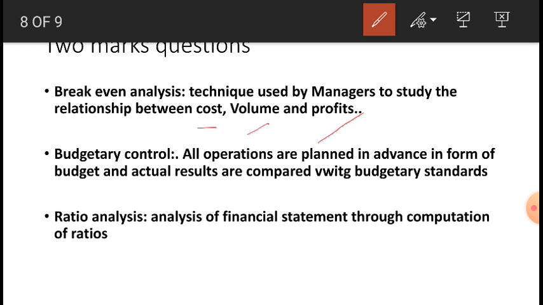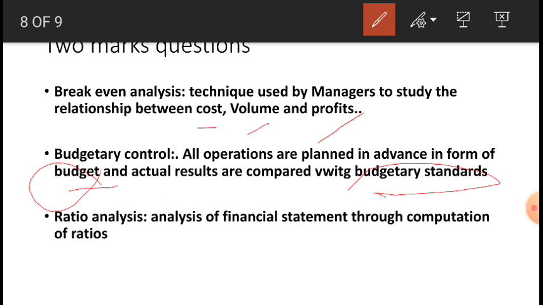Okay, next, budgetary control. What is budgetary control? All operations are planned in advance. See, budgetary control also is a technique where all the operations are planned in advance in the form of a budget, and actual results are compared with budgetary standards. See, all the things, all the operations and everything, maybe your finance, maybe your marketing, maybe your research, everything is planned in advance in the form of a budget. Actual results are compared with the budgetary standards.